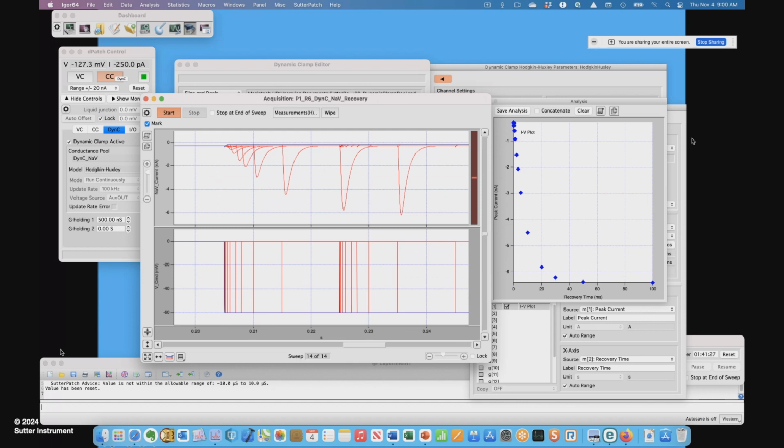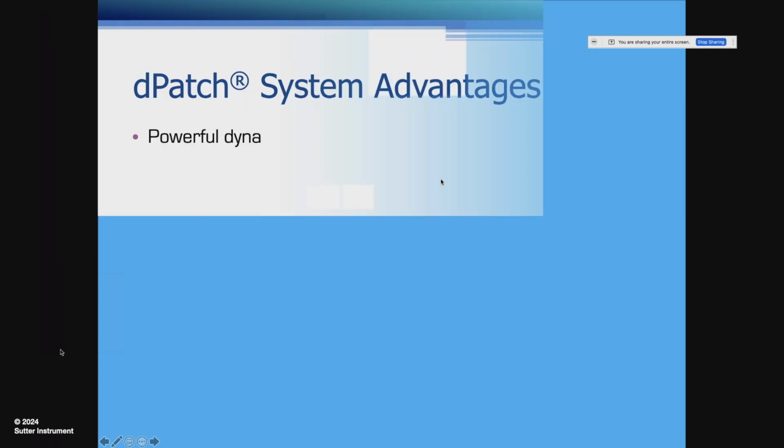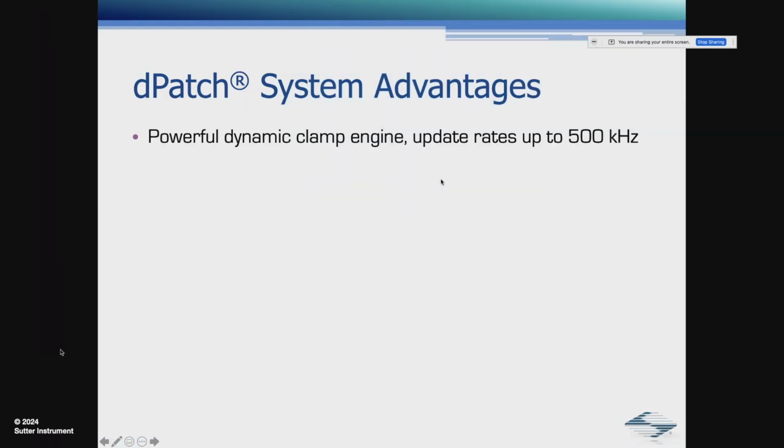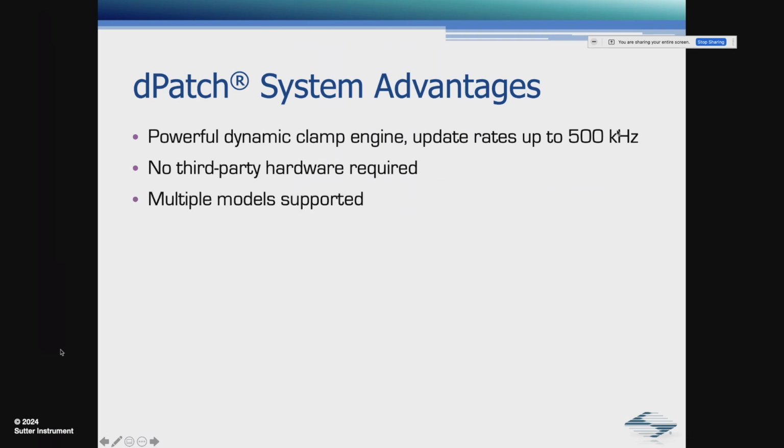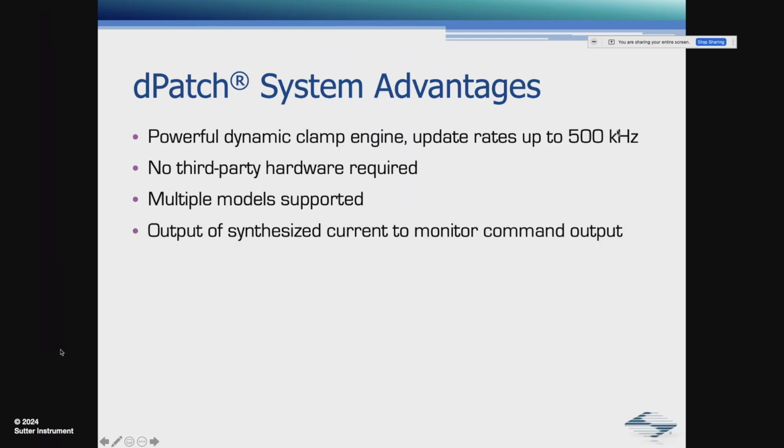And let me briefly summarize the advantages of the D-patch system. We have a powerful dynamic clamp engine with update rates, as I mentioned, of up to 500 kilohertz. You do not require any third-party hardware for that. That is a big advantage over other systems available. We have multiple conductance models that are supported. The synthesized current can be monitored, as I just showed you, and that can also be used for assay development.